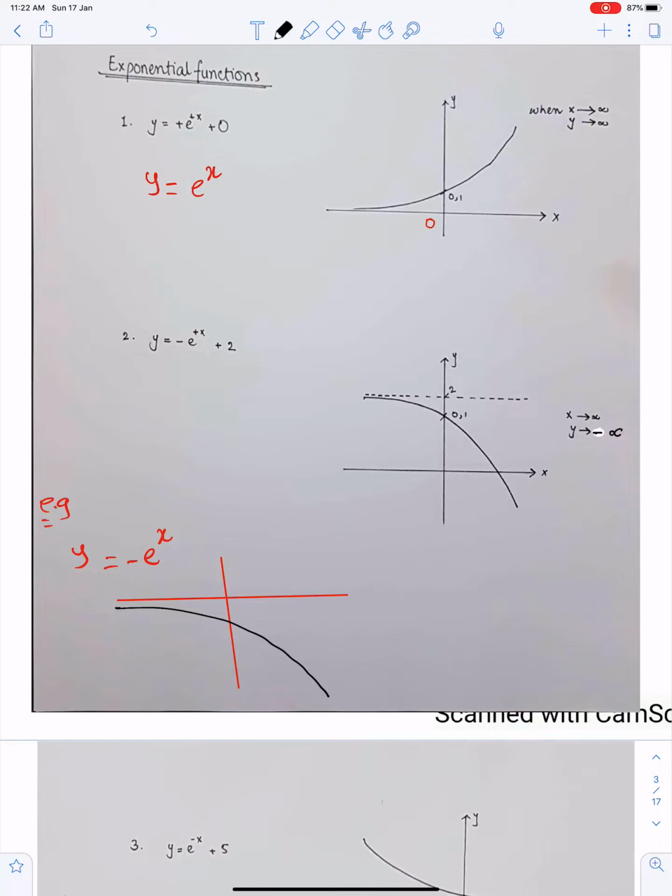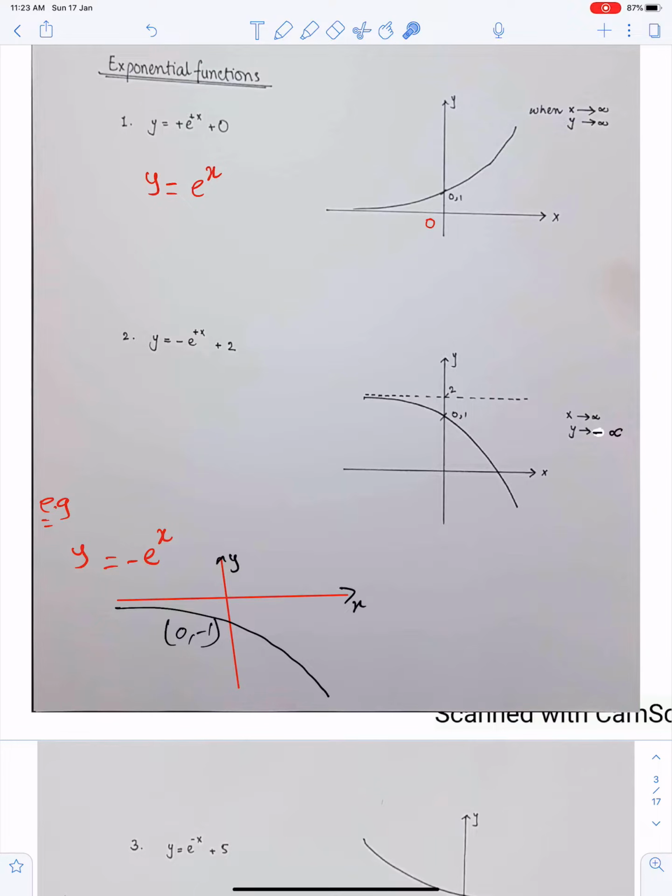Now see, whenever you sketch an exponential, it's very important you should mention the intercept. This is compulsory. When you put 0 here, you'll get 1. When you put 0 here, you'll get -1. So this is the intercept, the y-intercept. It's compulsory, and please label the axes as well.